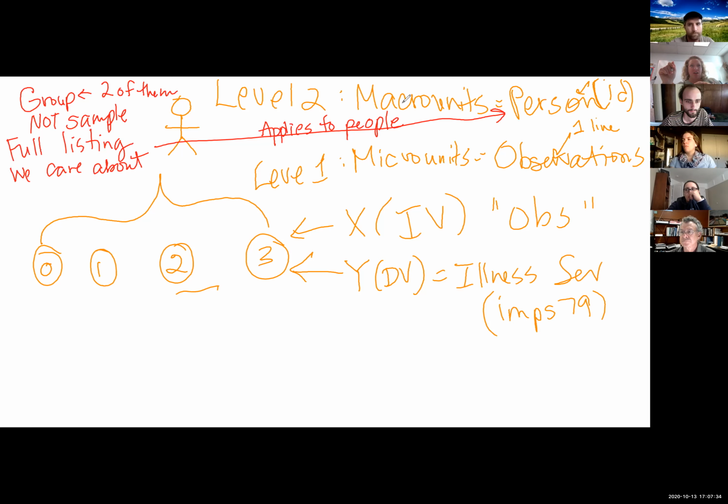No, we want to generalize to all people. Are these all the time points we care about? No, we want to generalize to everything in between them. So the units of observation are people, and those are what we want to generalize across. Groups, we don't want to generalize across.